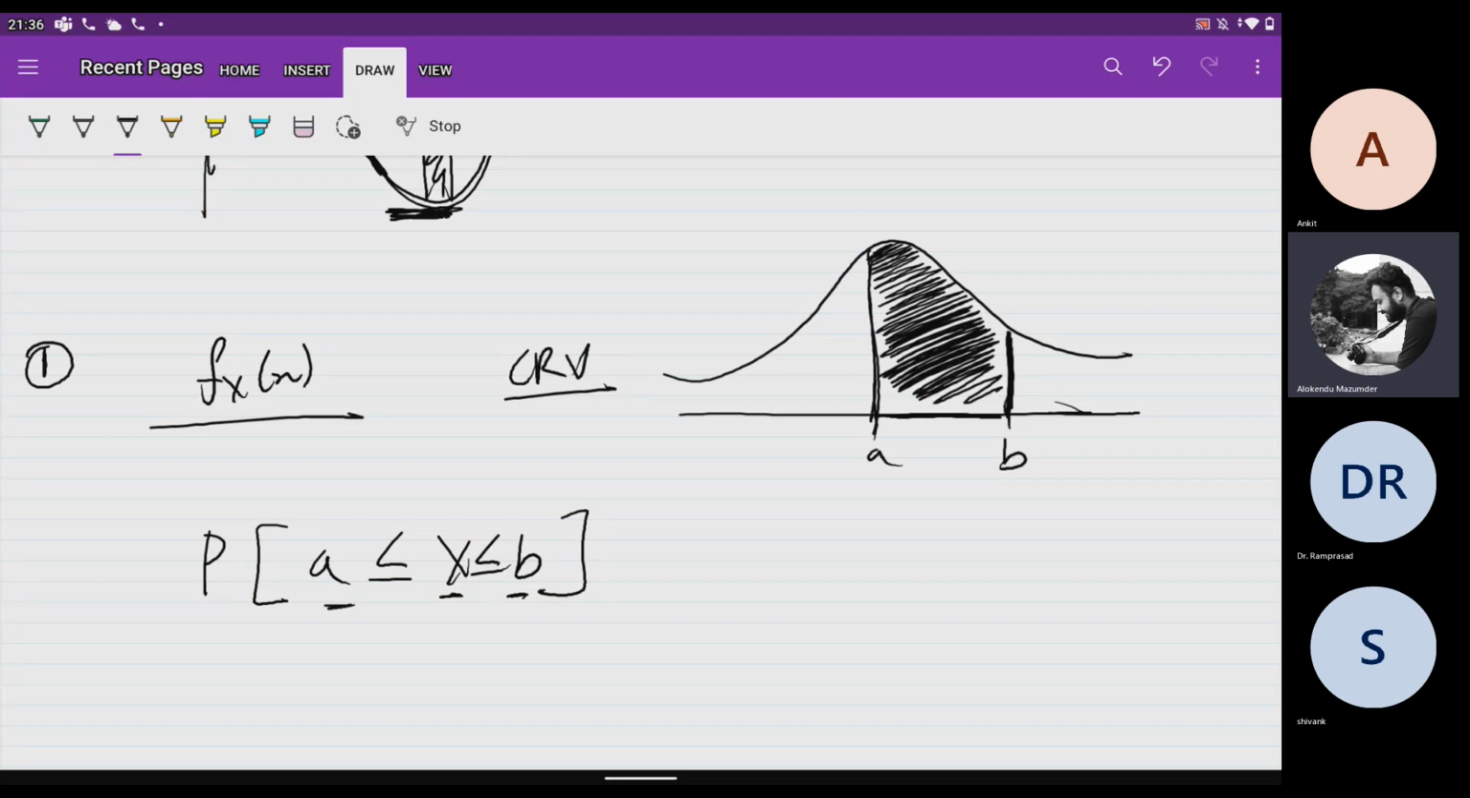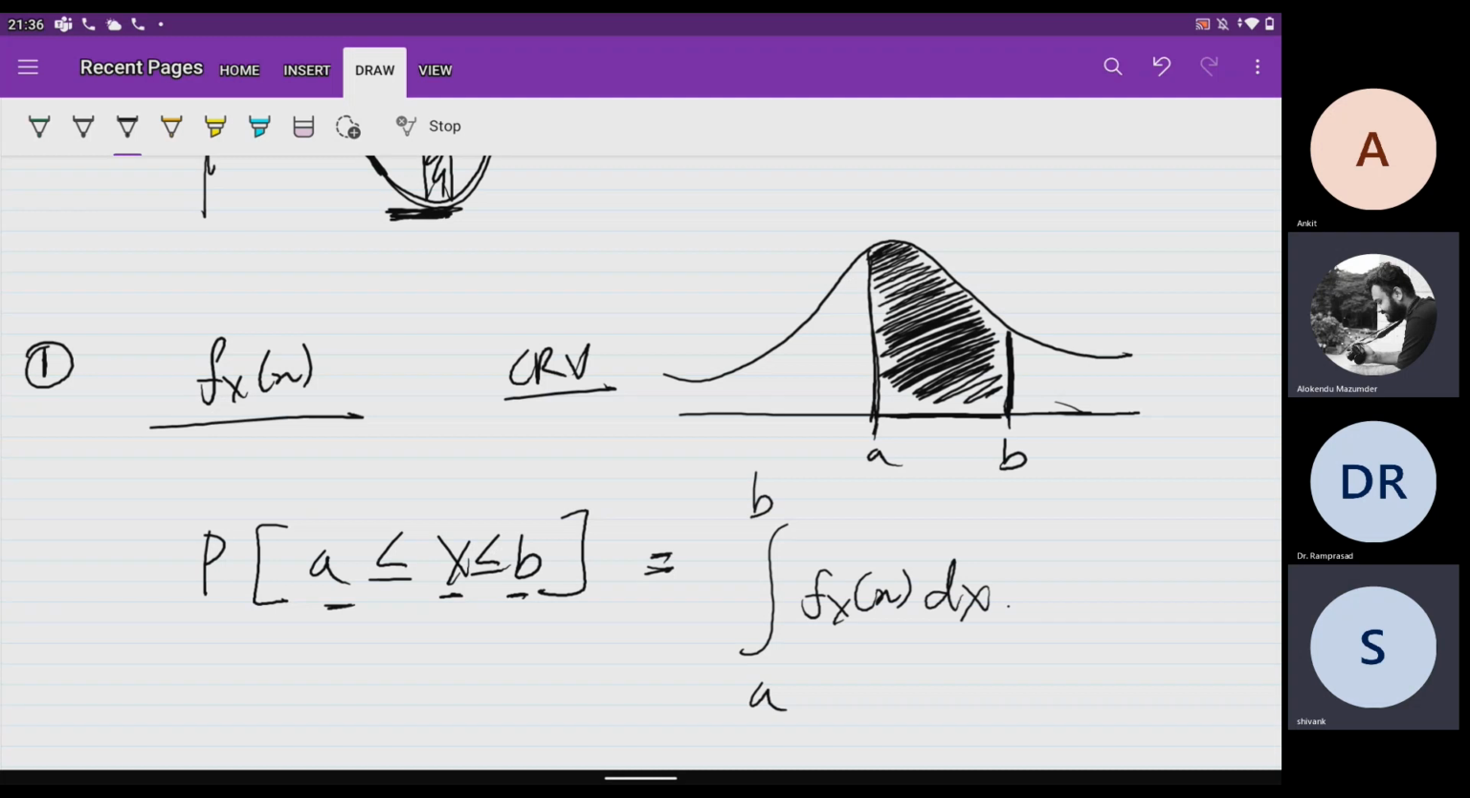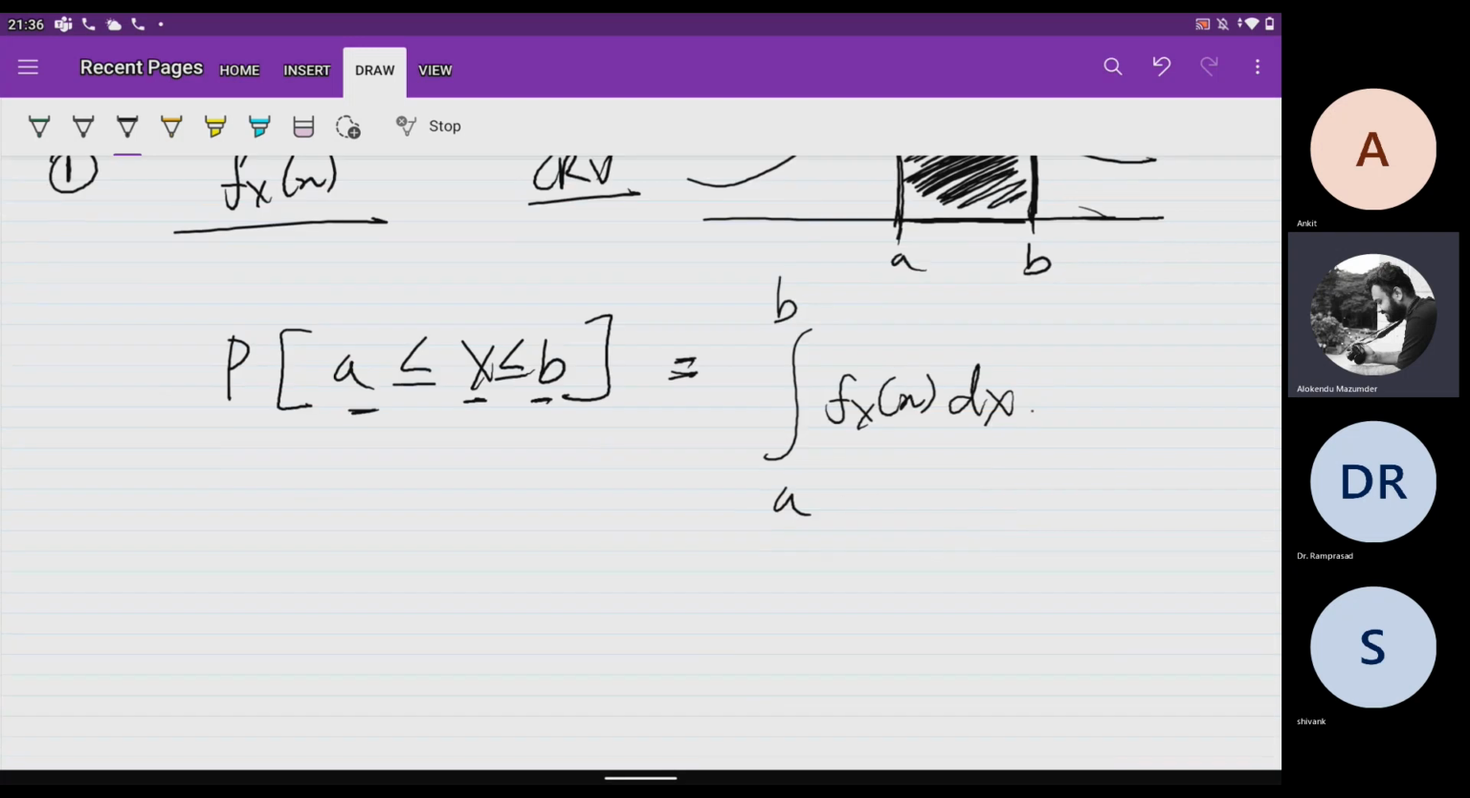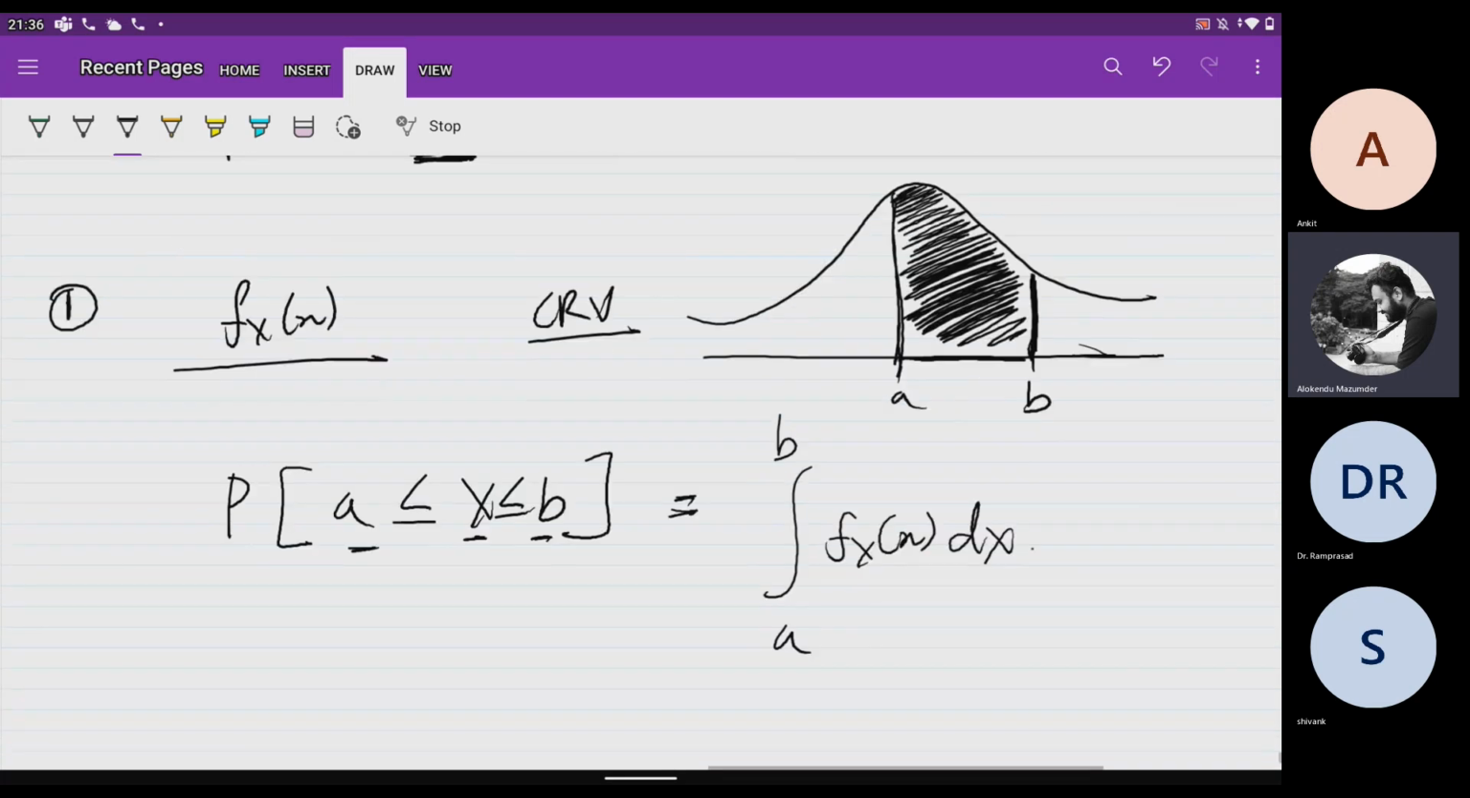And how do you compute the area? Using integration, right? So this is how you compute probability.